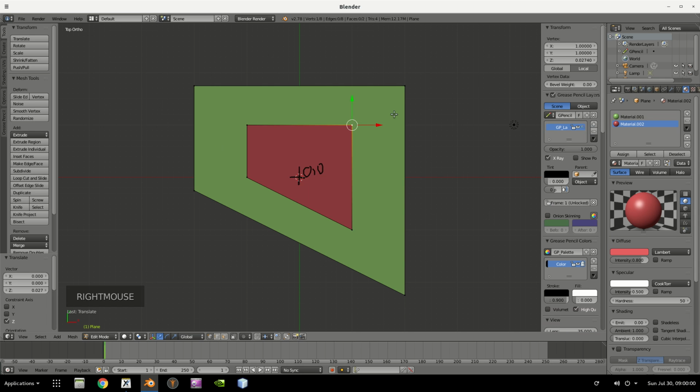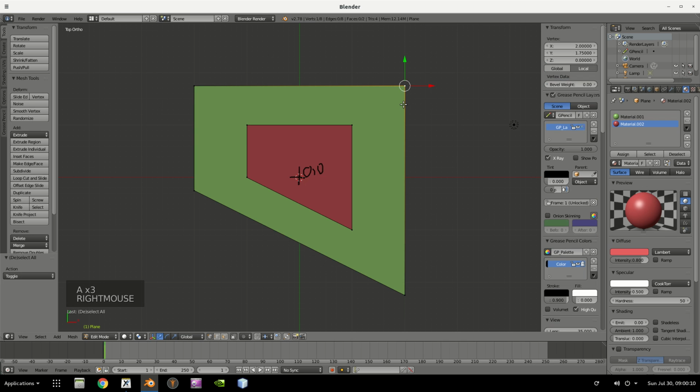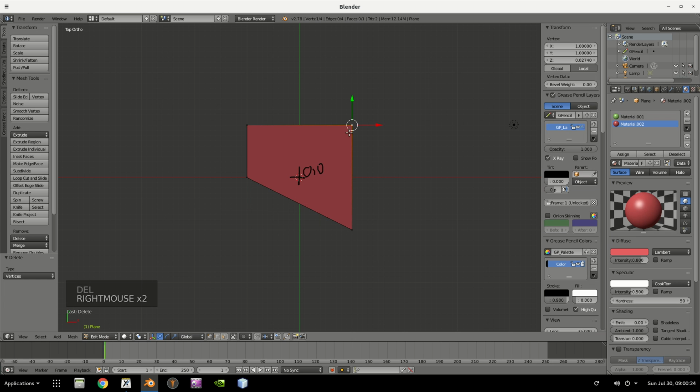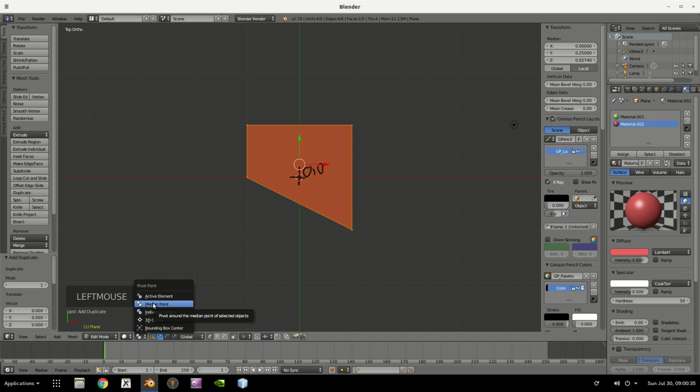So as you can see, this is at 1, 1, and this one is at 1, 1.75, which is kind of strange. Okay, something went wrong. Let me delete this one and redo this. I know why it happened in that way, because we have the median point as a pivot point. I don't want to do that. So again, I'm selecting all of that, Shift D to duplicate, and this time around, instead of going with the median point as pivot, we are going to use the 3D cursor.